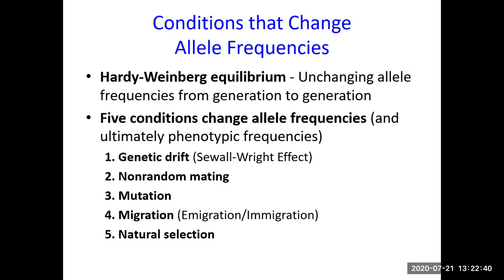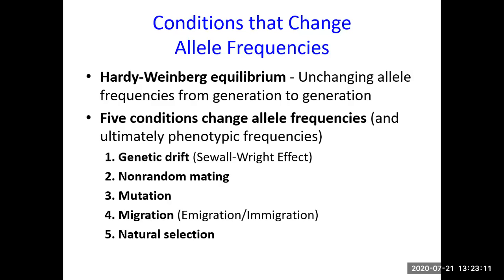If those assumptions are met, the allele frequencies and the genotype frequencies stay constant generation after generation. So whatever was there in generation 1 would be the exact same thing in generation 2, generation 3 and generation 4. There were 5 assumptions or conditions that had to be met in order for a population to stay in Hardy-Weinberg equilibrium, which is unchanging allele frequencies. So what are those assumptions?